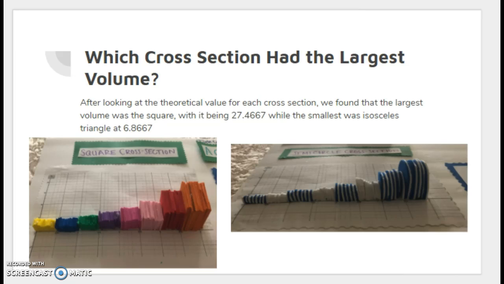After completing this project, Haley, Reese, and I have now learned the differences between the cross-sections even more fully, and we have a better understanding of this subject.